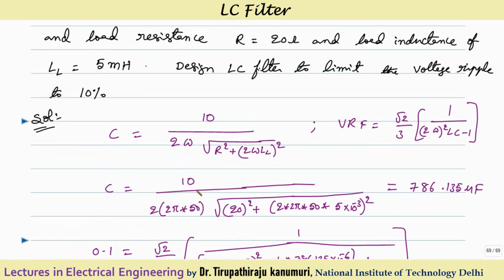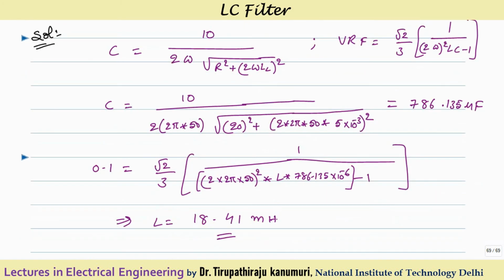So capacitance will be 10 divided by 2 into omega. Omega is 2 pi f. So 2 pi into 50 into square root of R, the resistance value is 20 ohms given. So 20 square plus (2 omega L), 2 into 2 pi into 50 into L. L value is given here, 5 millihenry. So square. So if you simplify this, you will get the value of C as 786.135 microfarads. So C is obtained.